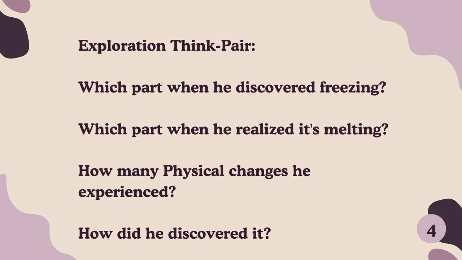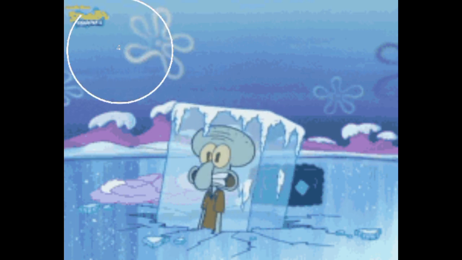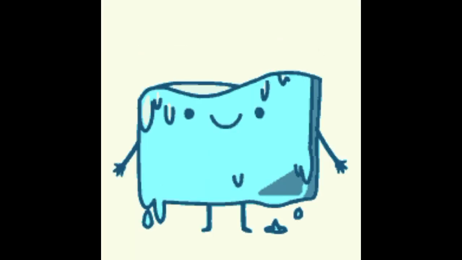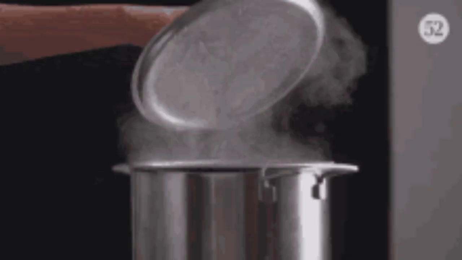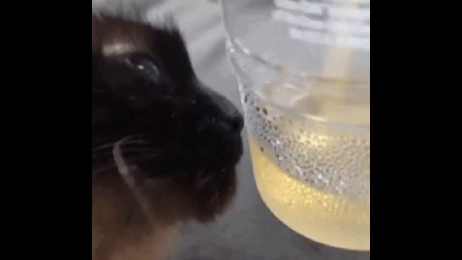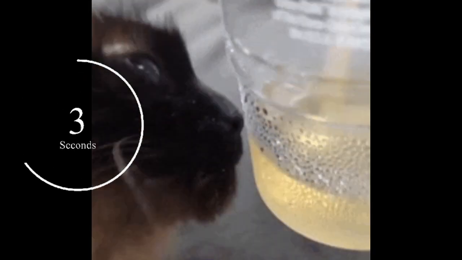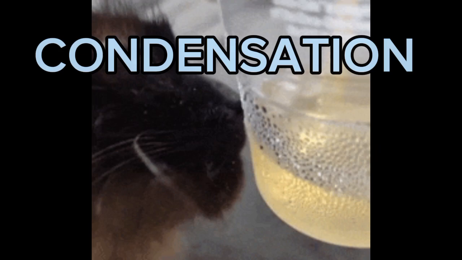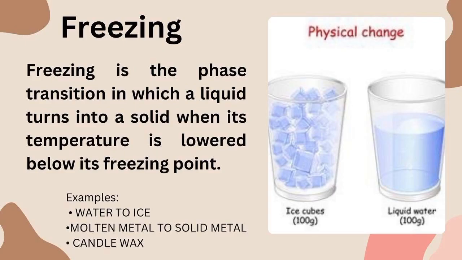And last, he held a cold metal lid over the steam to see water droplets form. That's condensation. Okay, so before we proceed with our formal lesson, I have here some pictures that you need to guess. Oh no, what happened to Squidward? He froze. Next, what happened to the ice cube? Oh no, it's melted. What do you observe in the steaming pot? Correct, that's called vaporization. What do you observe in the dog? Oh no, she's licking the droplets in the cup. That's called condensation. Okay, it seems that you are ready with our lesson.